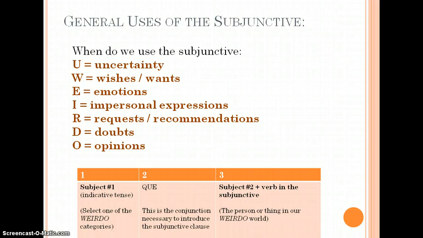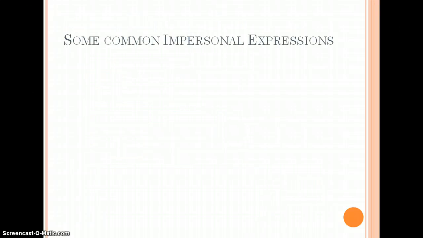So when that's subject 1, our independent clause, it is in the indicative, and it should have one of the weirdos. Then we have our que. Then we have the subject 2, which needs to be a change from subject number 1 in the independent clause. And it should be the person or thing in our weirdo. I forgot to use that in those. So it's weirdo world.